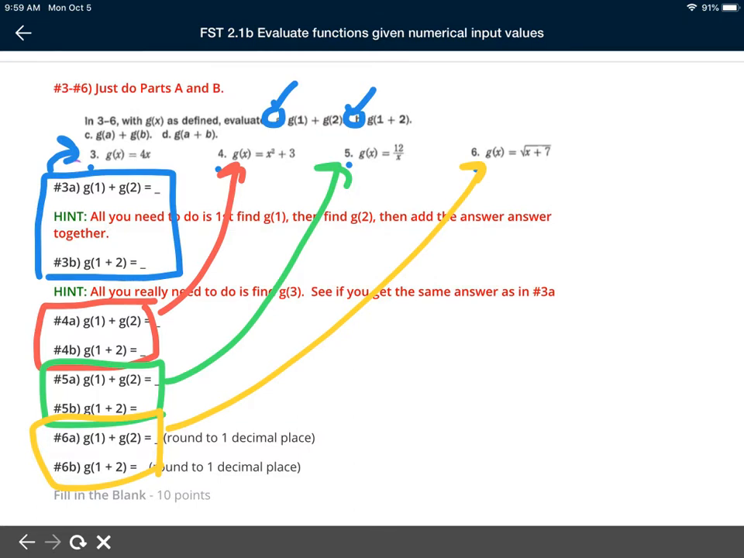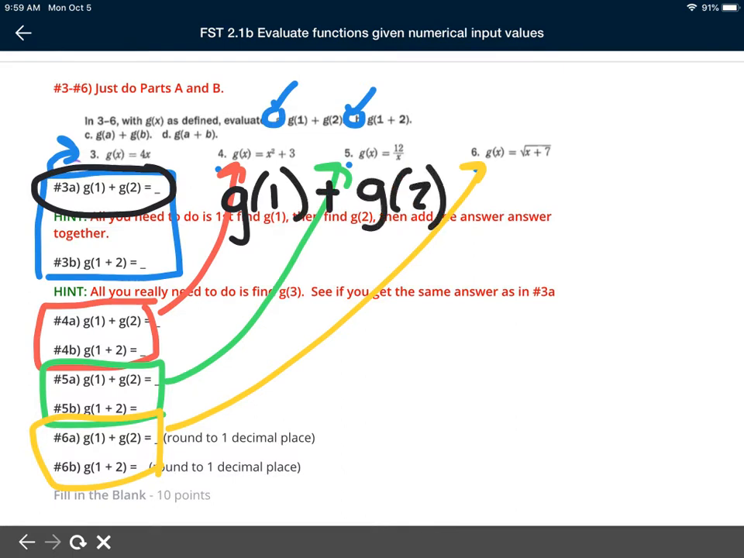Now, let me just walk through 3a and 3b with you if you're struggling on it. So, for example, to do 3a, what I would first do is they want you to find g of 1, and then they want you to add to it g of 2. This is for number 3, so I'm looking at this particular equation. So to find g of 1, I'm going to put 1 in for x, which means I'm going to do 4 times 1, which is 4.